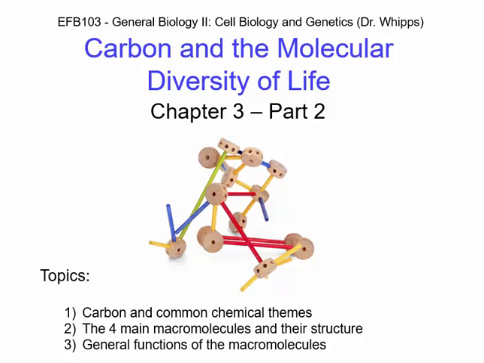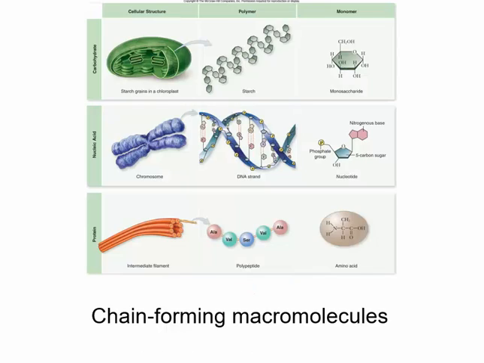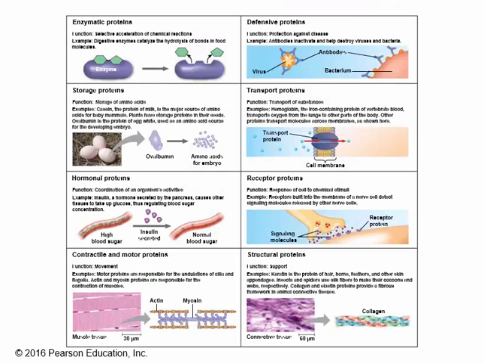All right, so we've talked about the first two main macromolecules, nucleic acids and carbohydrates. Let's talk about the last two now, starting with protein, which is our third kind of macromolecule that can form these long chains like we've talked about with the other two. So proteins are incredibly diverse.